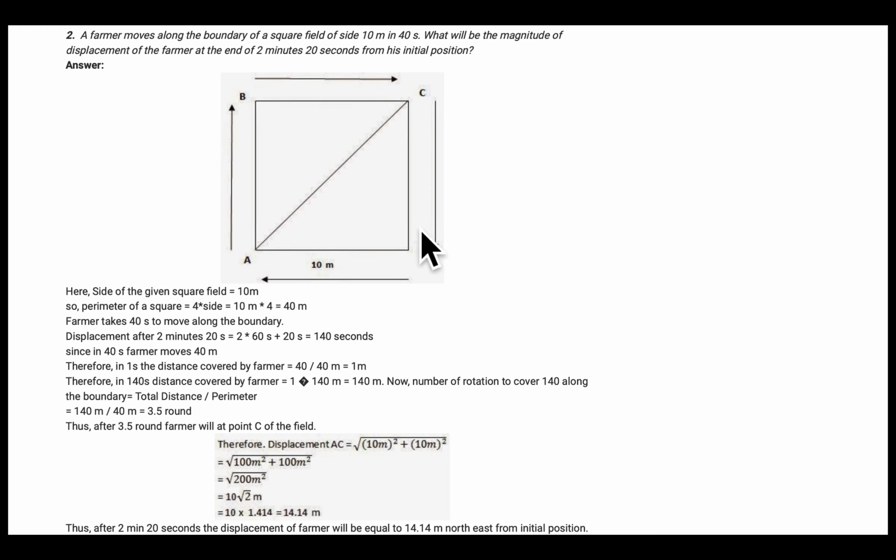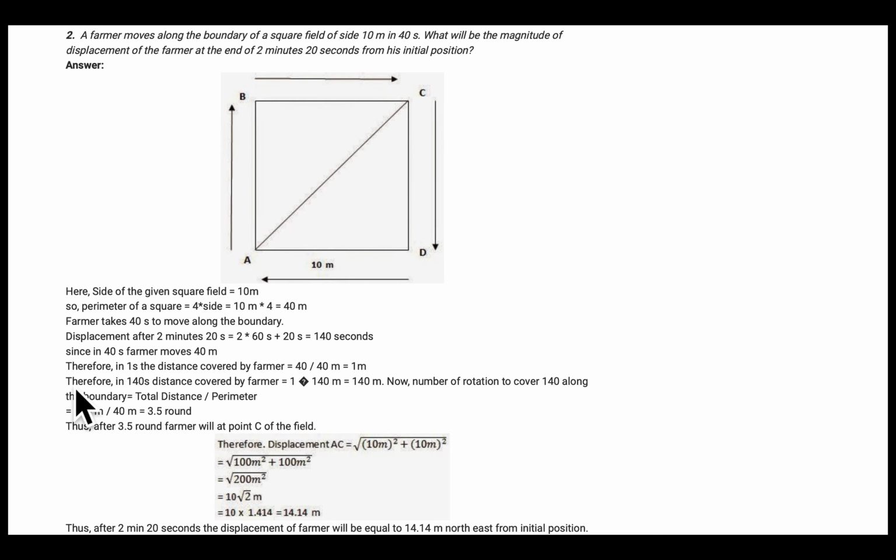Just see, A से start किया. एक राउंड उसका कितने में कंप्लीट हो रहा है? 40 सेकेंड्स में. दूसरा राउंड कितने में कंप्लीट हुआ? 40 में. 80 सेकेंड्स हो गए. तीसरा राउंड कंप्लीट हुआ कितने में? 120 सेकेंड्स में. और चौथा राउंड, 20 सेकेंड्स उसके पास बचे तो वो कहाँ पर पहुँच गया? C पोजीशन पर. So its final position will be C and the rounds will be 3.5.